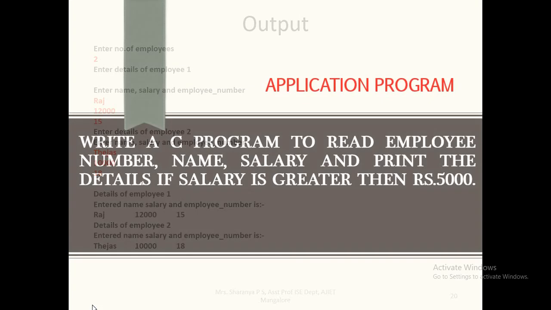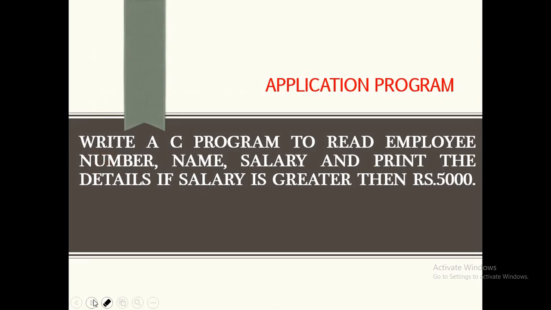These are all performed by using the for loop. If we look into one of the example programs to read the employee number, name, salary and print the details if the salary is greater than 5,000, the same concept that we have discussed, we are following.